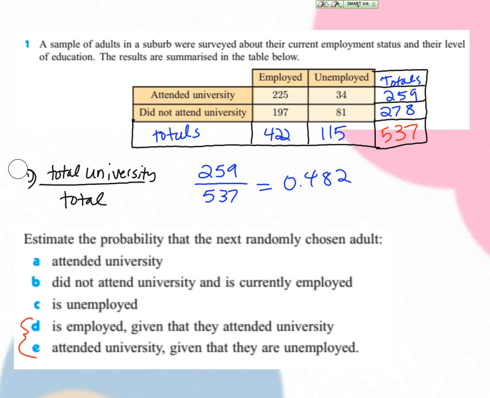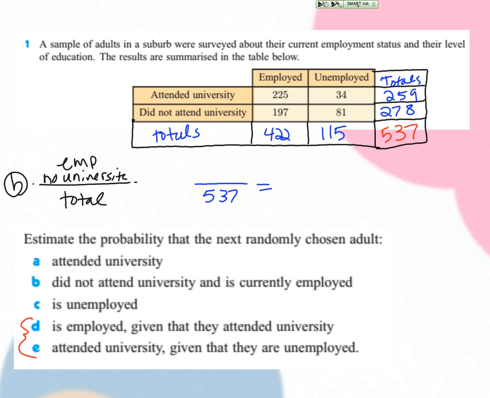All right, let's take a look at part B. So part B, we're finding the probability that the next randomly chosen adult did not attend university and is currently employed. So no university and employed. So I have to look for that sort of intersection. They did not attend university, but they are employed, so that's 197.